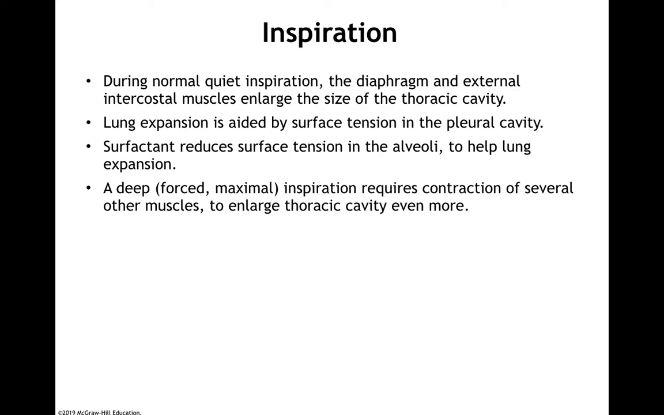During normal quiet inspiration, the diaphragm and the external intercostal muscles enlarge the size of the thoracic cavity, and the lung expansion is also aided by the surface tension within the pleural cavity. Surfactants reduce surface tension in the alveoli and help the lung expand. But if you're going to take a deep or forced maximal inspiration, you're going to require the contraction of several other muscles to enlarge the thoracic cavity even more.